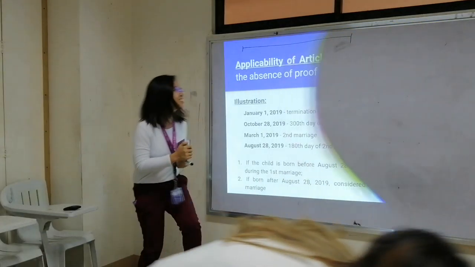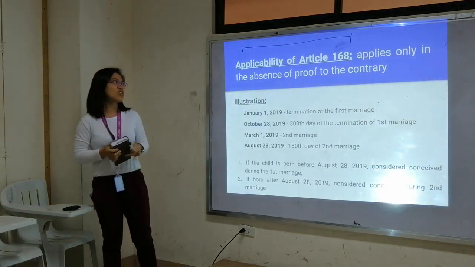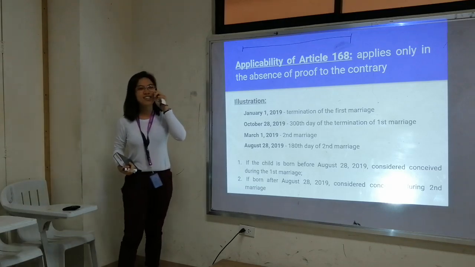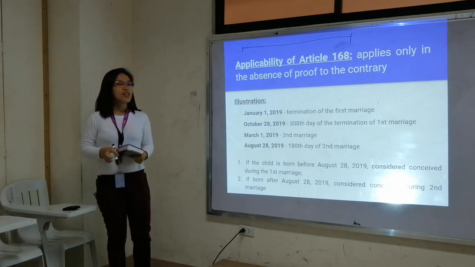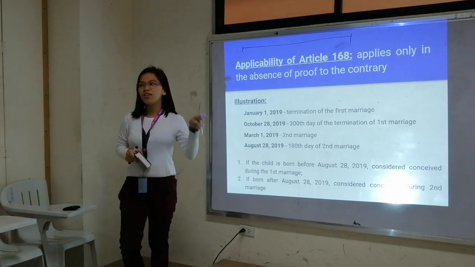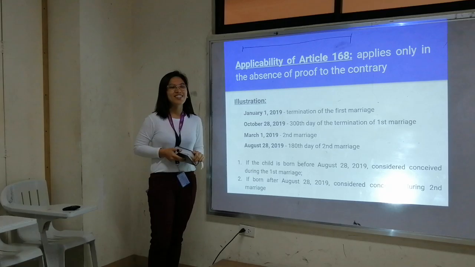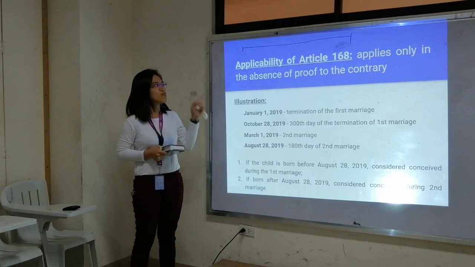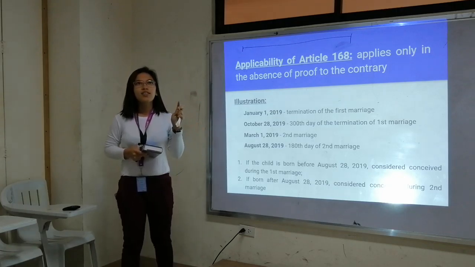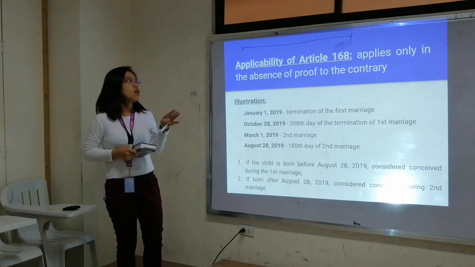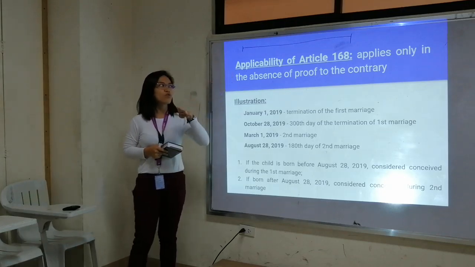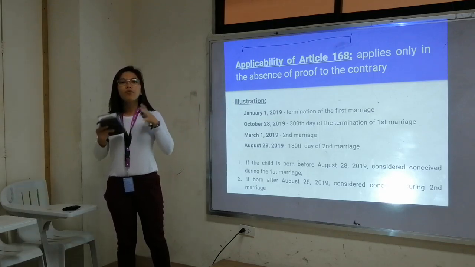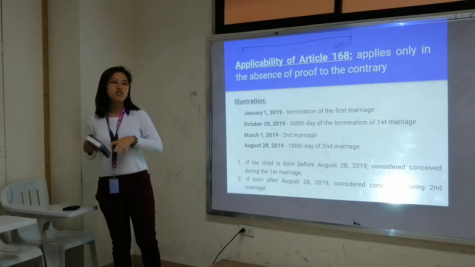Okay. Hi, good morning, classmates. So I will be discussing the applicability of Articles 168, 169, 170, and 171. So, as is stated in Article 168, if the marriage was terminated and the mother contracted a subsequent marriage within 300 days upon termination of the first marriage, Article 168 will rule, if there is an absence of proof as to whether the child was conceived in the previous marriage or in the second marriage.